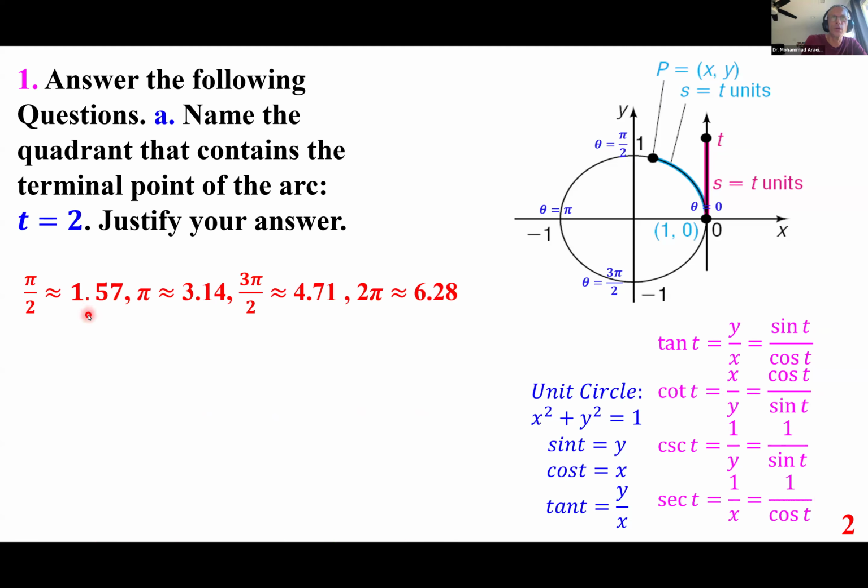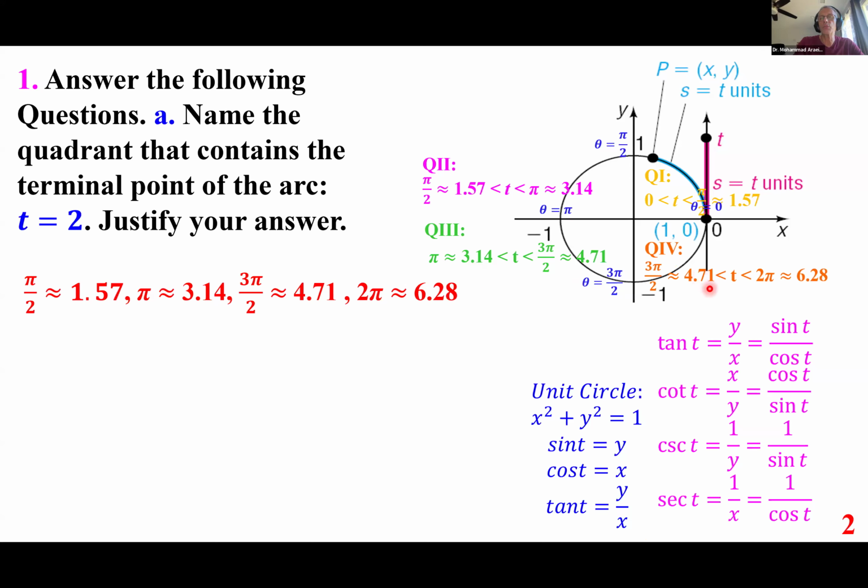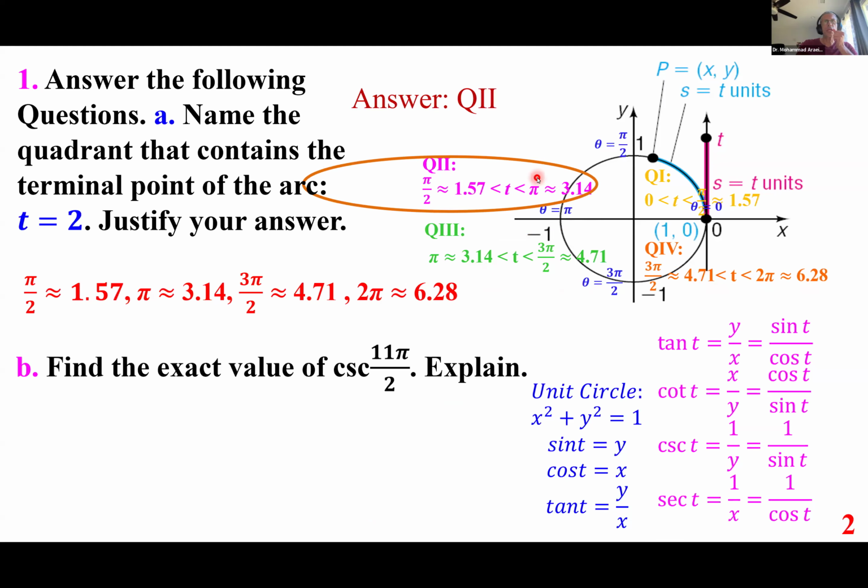Now, pi over 2 is roughly 1.57, pi is 3.14, 3 pi over 2 is 4.71, and 2 pi is roughly 6.28. Therefore, if you look at the first quadrant, t is between 0 and pi over 2, which is about 1.57. In the second quadrant, between 1.57 and 3.14. In the third quadrant, between 3.14 and 4.71. And in the fourth quadrant, between 4.71 and 6.28. Therefore, the answer is clearly, because 2 is in between these two, quadrant 2.